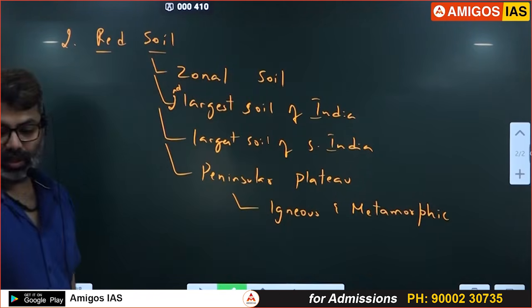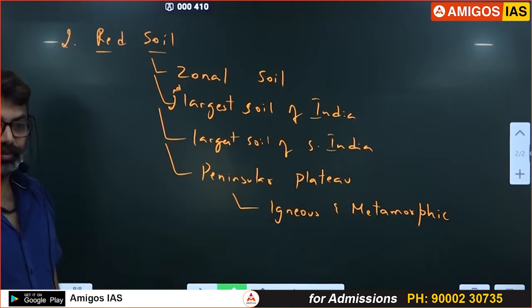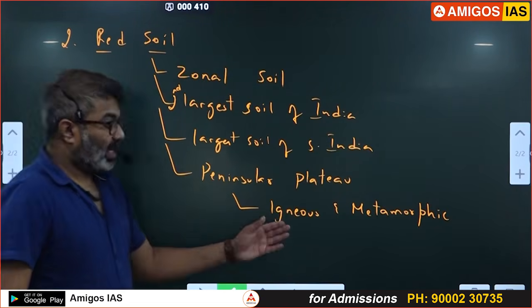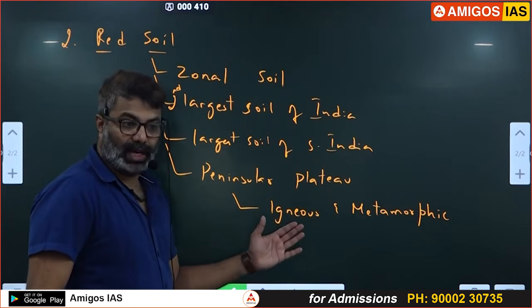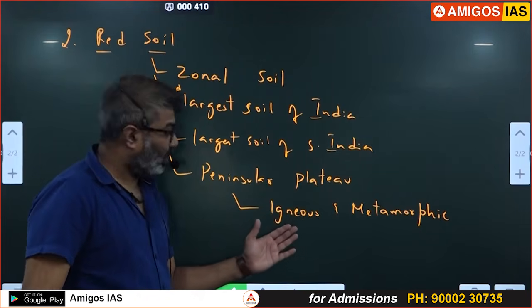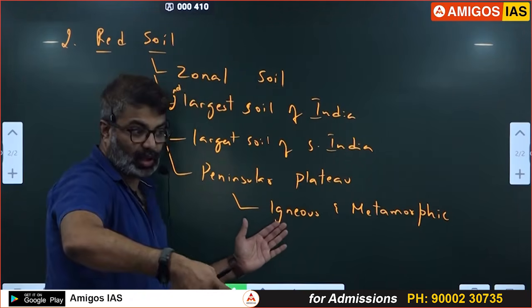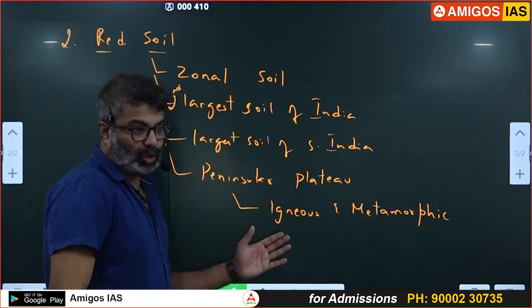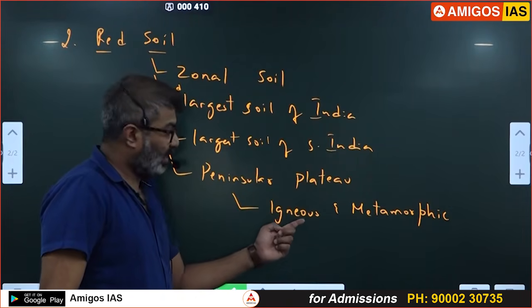Most of the igneous rocks are both intrusive and extrusive. Like granite, gabbro, diorite, different rocks. I have given the list of igneous rocks, intrusive and extrusive both. We have a lot of igneous and metamorphic.